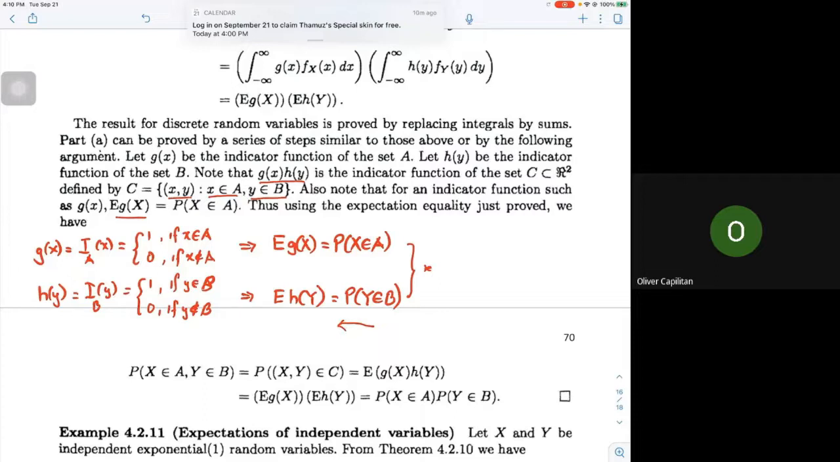Okay, so from Theorem 4.2.10, if we're going to compute the probability that X is greater than or equal to 4 and Y is less than 3, according to our theorem, it will be equal to the product of the probability that X is greater than or equal to 4 and the probability that Y is less than 3. So in general, if we're going to consider the exponential with parameter beta, let's put it here.